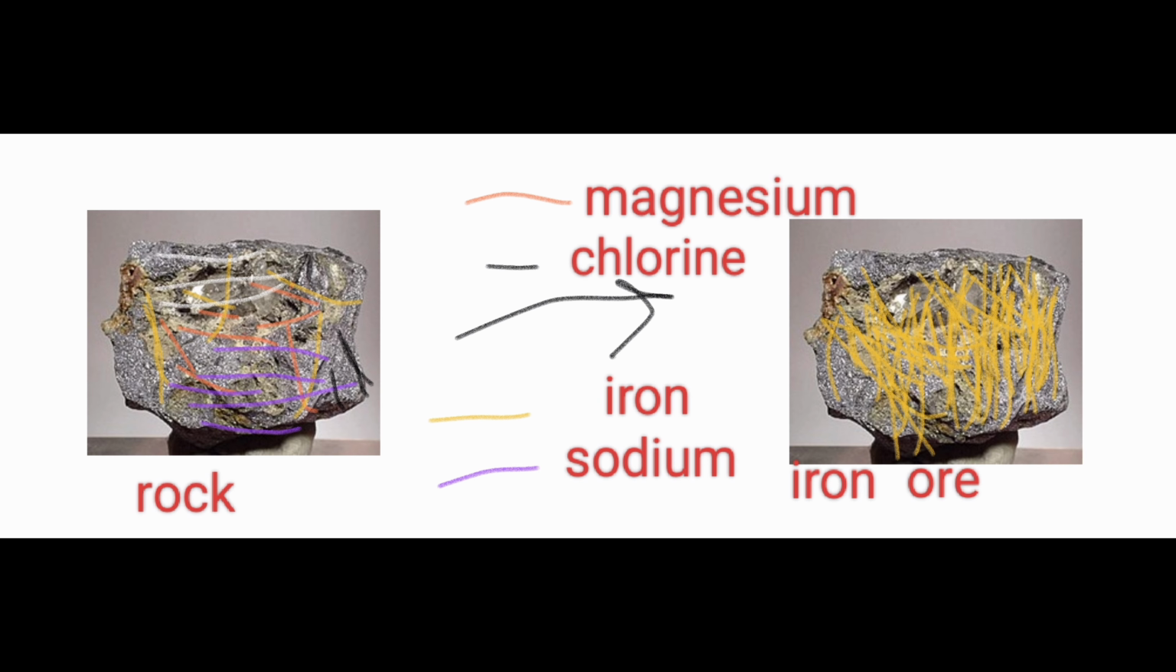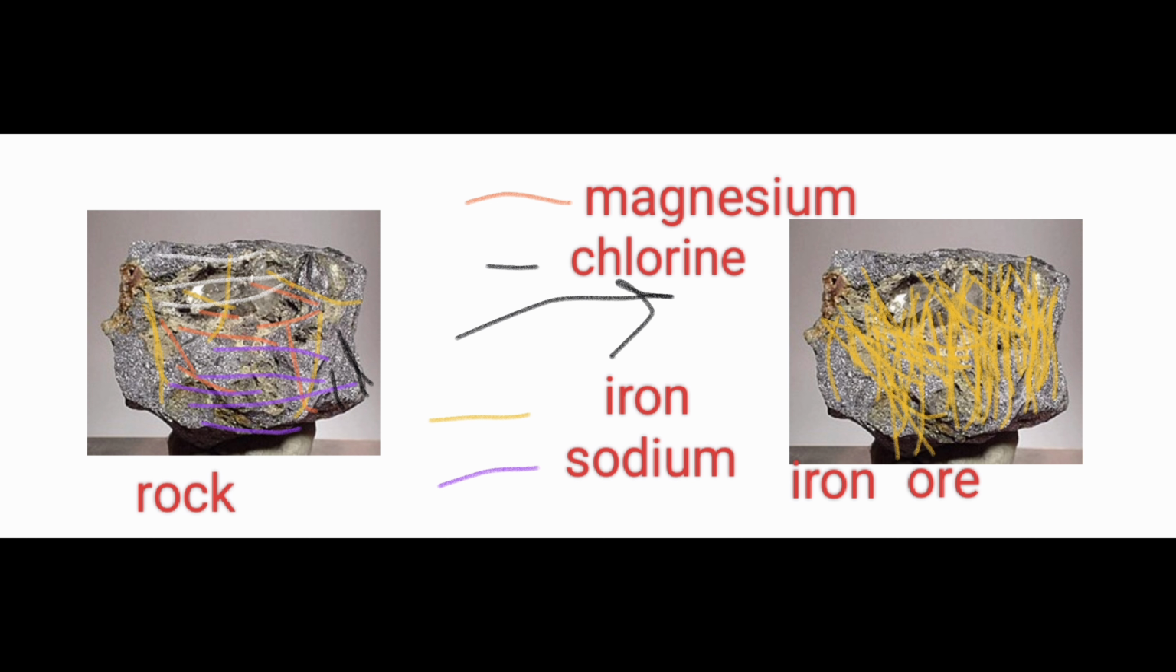But when there is a single mineral in abundance, for example, we have taken the yellow line for the iron, the purple line for the sodium, the green line for the chlorine, the black line for the chlorine, and the orange line for the magnesium. And when there is abundance, like the abundance of the iron, the yellow line, in a particular rock, if there are many yellow lines, then obviously that rock is probably known as an ore, and since the yellow line represents the iron, it is known as iron ore.